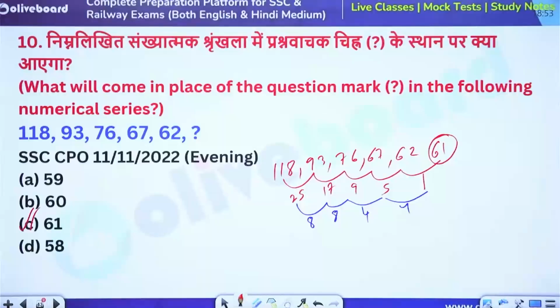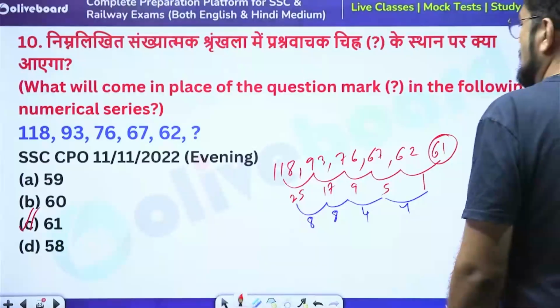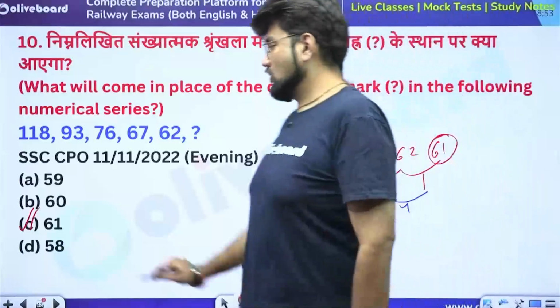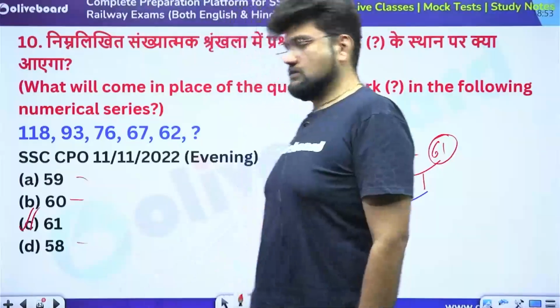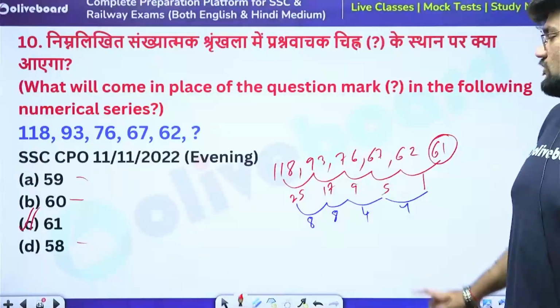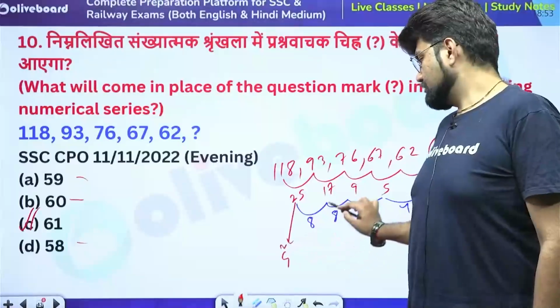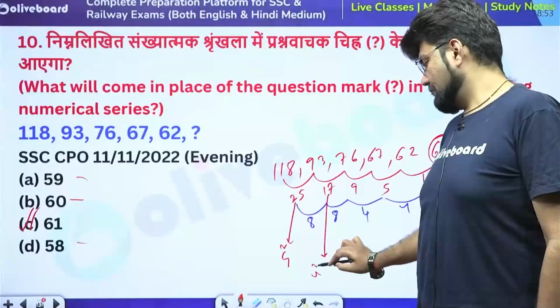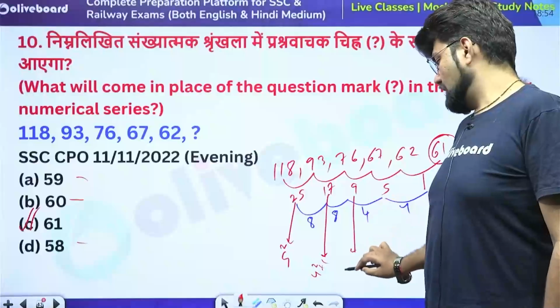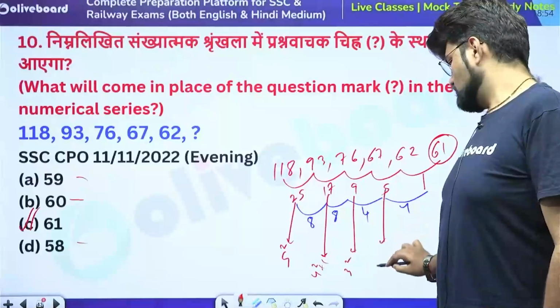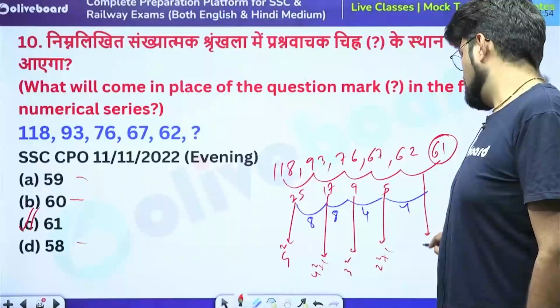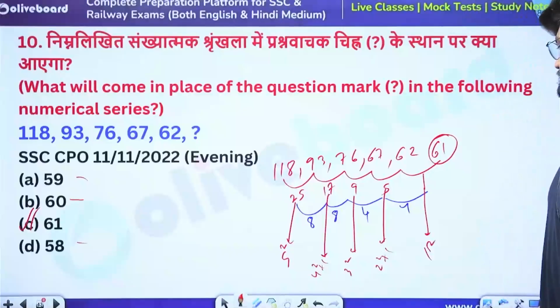But if you are not confident enough about the double difference in this particular case, because they have also given a closer option here, very close options. So, the actual logic which is being followed here is, this is 5 square, this is 4 square plus 1, this is 3 square, this is 2 square plus 1. So, this had to be 1 square at any cost.